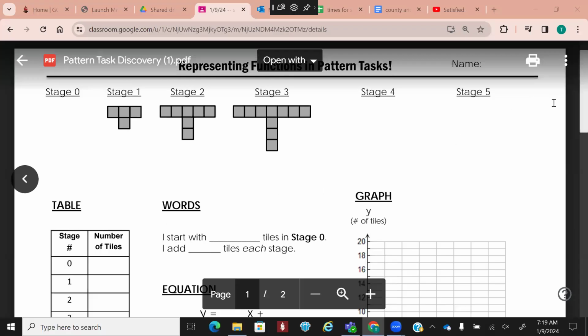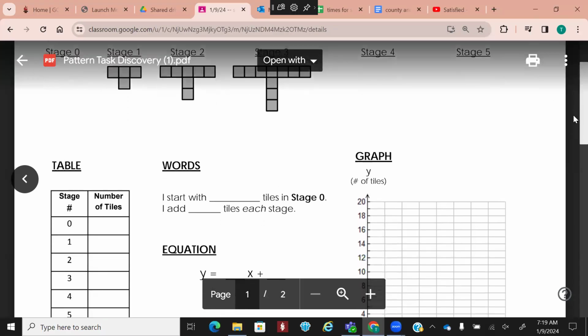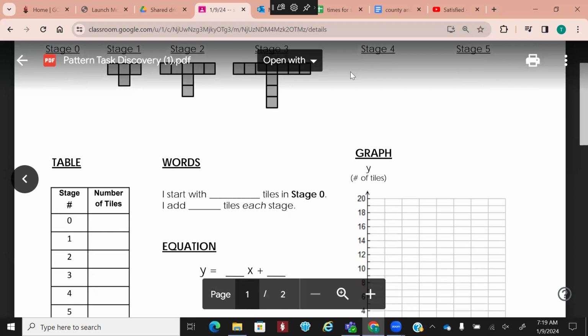So how many tiles did you have in stage 1? So how many were there? 4. All right. And then how many were there in the next one? Okay. And then what about 4, 7? What about the next one? 10. Okay. And what about the next one? And the next one? Okay.